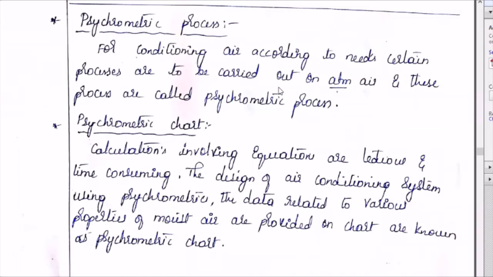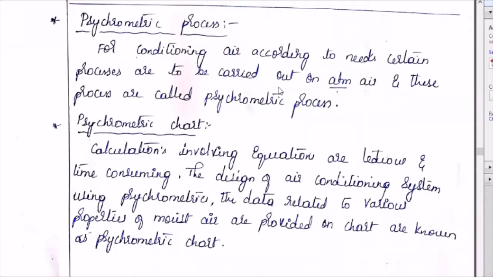So the air needs to undergo some conditioning process in the air conditioning system or in the refrigerator, whatever it may be. I want the air or water at 27 or 26 degrees Celsius. It needs to go through some process. That conditioning we call the psychrometry process.